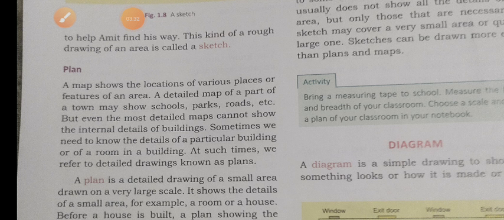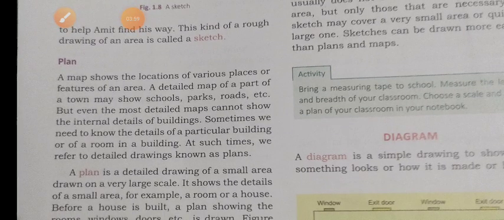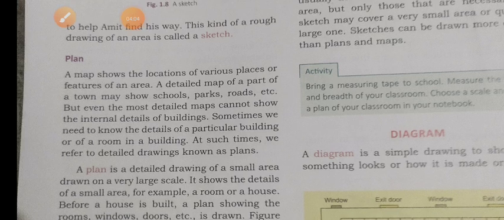It is a detailed drawing of a very small area. That is a speciality of a plan. A detailed drawing of a very small area drawn using a very large scale is called plan. And next we learned about the diagram. What is a diagram? It's a simple drawing to show how something looks or how it is made or how it works. It is called diagram. And we learned about plan, sketch and diagram. Okay. And now we are moving to the next lesson.